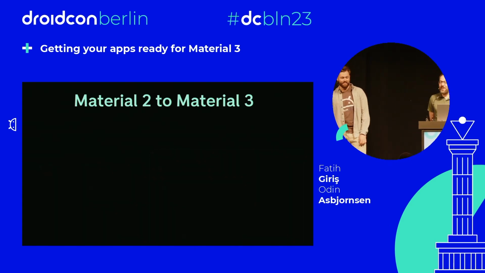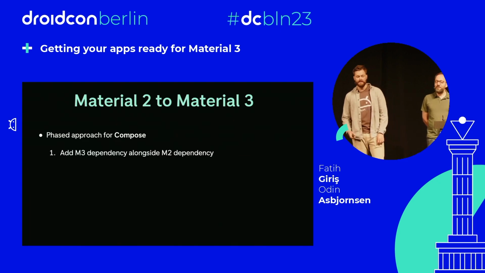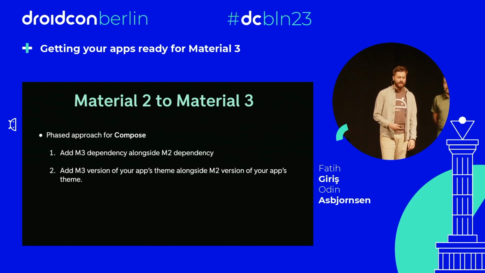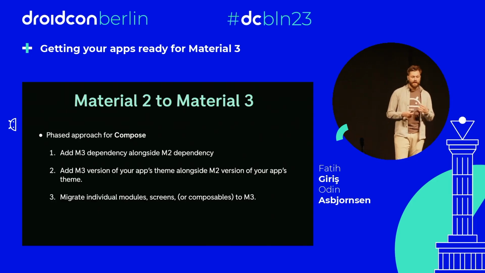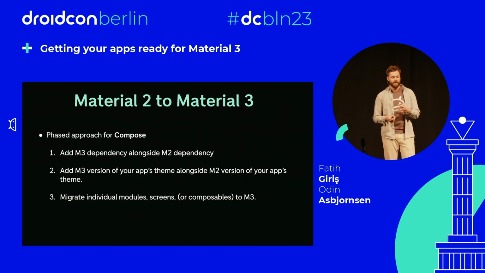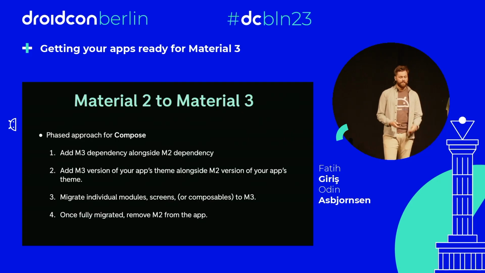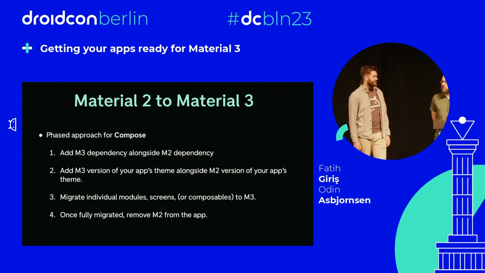So if you're going to do a phased approach in Compose, the first thing you would do is add your M3 dependency alongside your M2 dependency. Then you will make an M3 version of your app theme and have that alongside your M2 version of your app theme. Then you will migrate individual modules, individual screens, or individual components to M3. And when you're completely done, you can move away from M2, not support that anymore, and remove that from your apps.